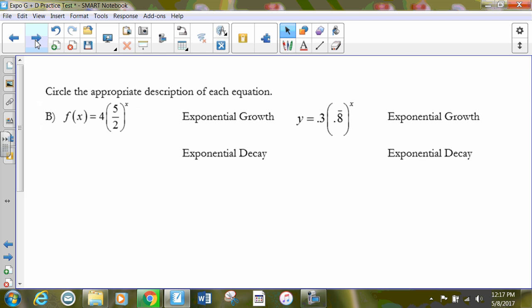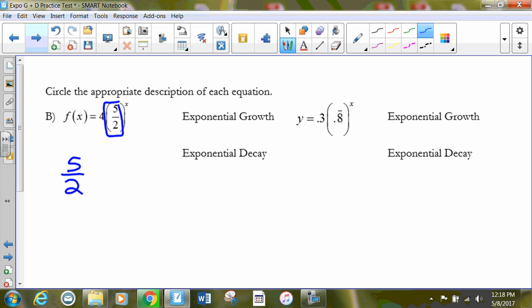This is also part of our first section of the test. Circle the appropriate description of each equation. I can tell whether it's growth or decay by looking at my factor right here. Is 5 over 2 greater than 1? Yes, therefore it is exponential growth. Remember we talked about in class, if our growth factor is equal to 1, there's no growth. If it's greater than 1, there's growth. If it's less than 1, there's decay.